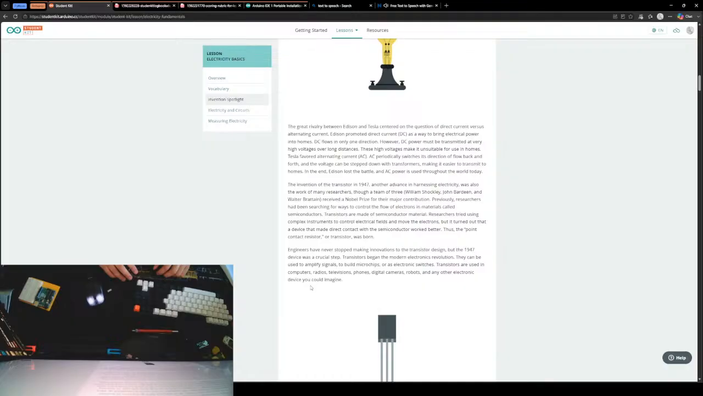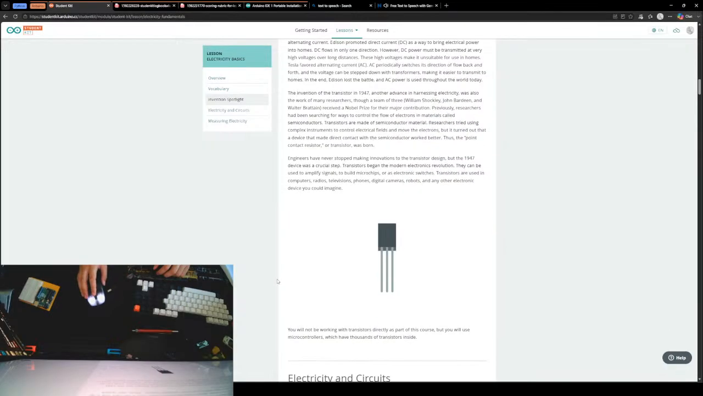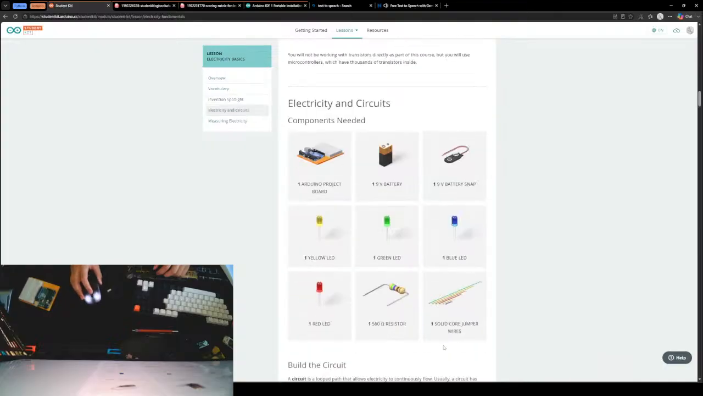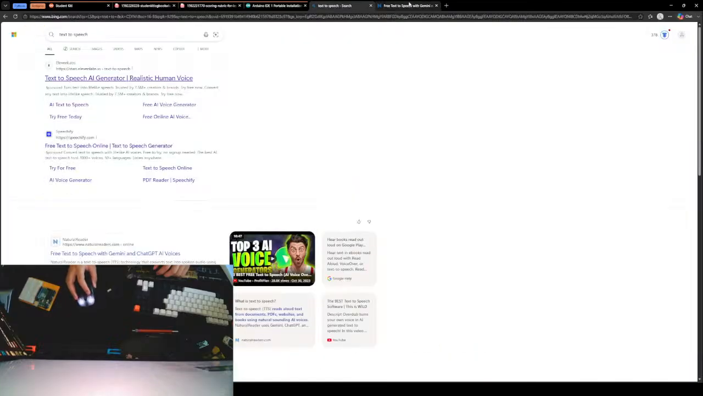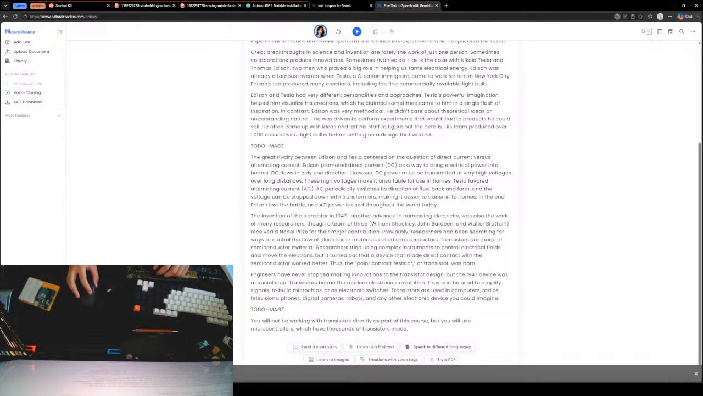You will not be working with transistors directly as part of this course, but you will use microcontrollers, which have thousands of transistors inside. Microcontrollers.